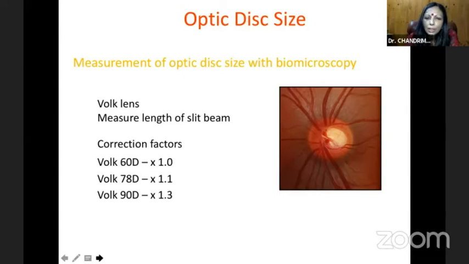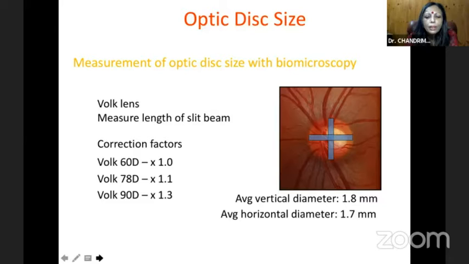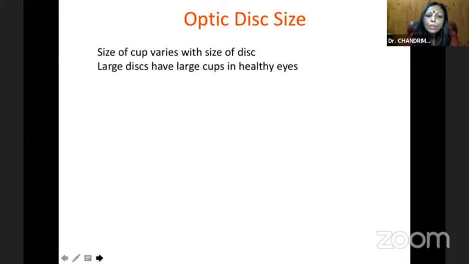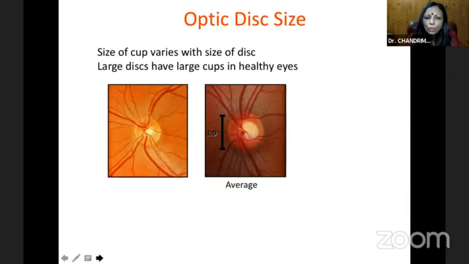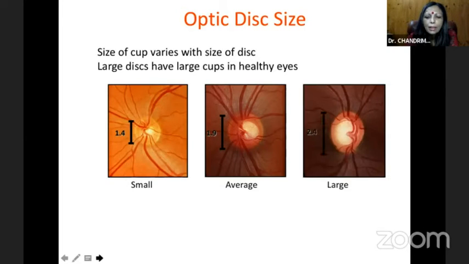So measurement of optic disc size with biomicroscopy, as I told you, you use a high plus lens and then apply the manufacturer's constant to it, and that's how you get the size. So average vertical disc diameter is about 1.8 millimeters and average horizontal diameter is about 1.7 millimeters. So size of the cup varies with size of the disc. Large discs have large cups, and those could be healthy eyes. That's an average disc with 1.9. That's a small disc with 1.4, and that's a large disc with 2.4.